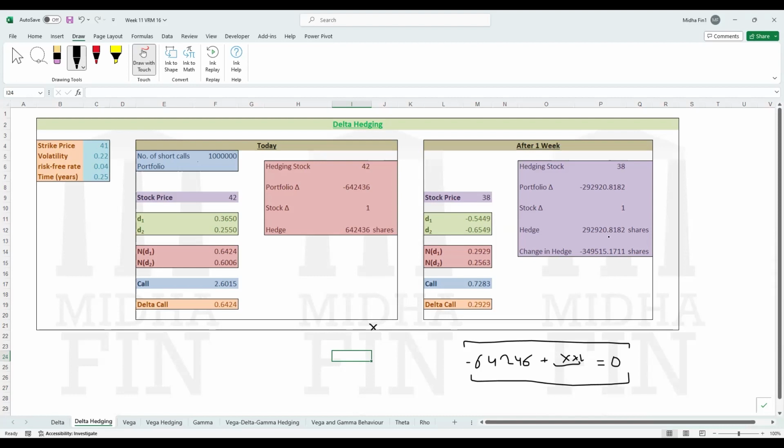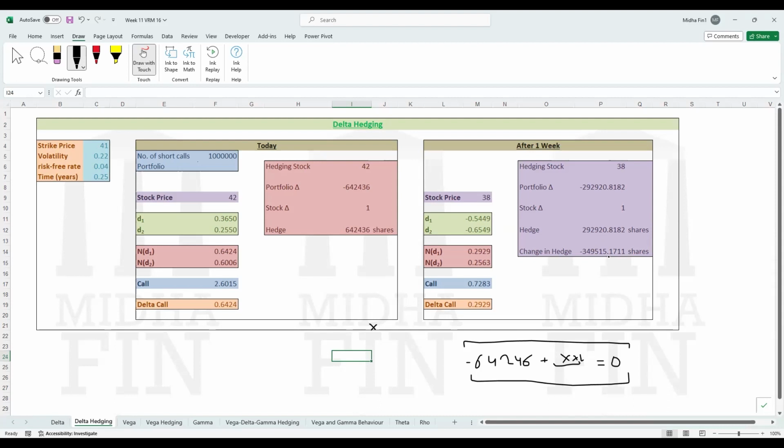That means 292,920 stocks. But the problem is, one week ago, I went long in 642,436 stocks. So what I have to do today is change the hedge. In essence, my exposure has actually reduced, so I need to reduce my position. The change in hedge is basically the difference between these two, that is 349,515 stocks.